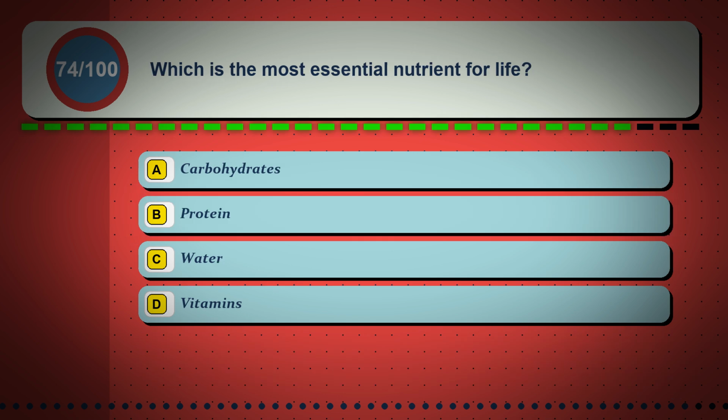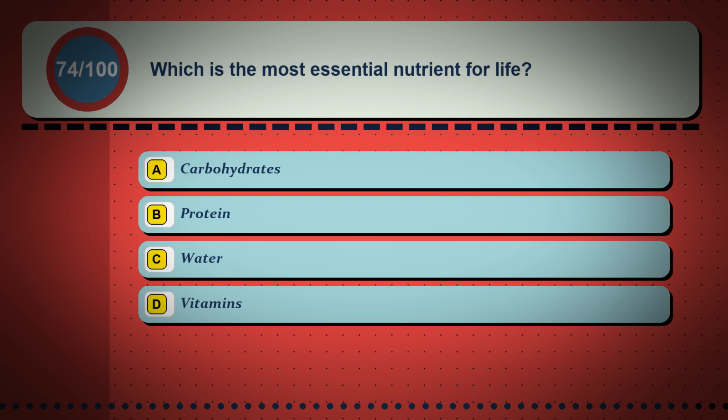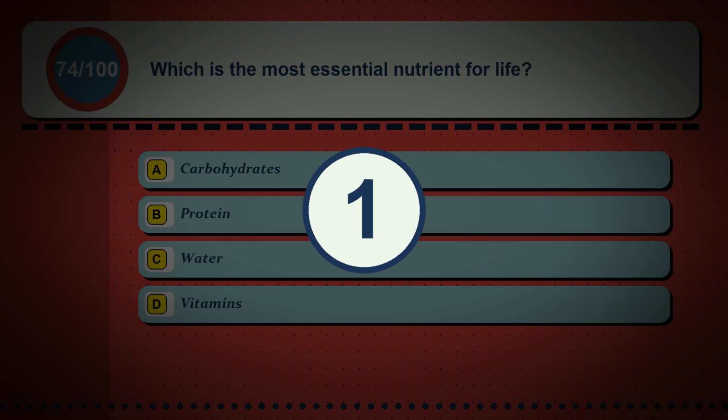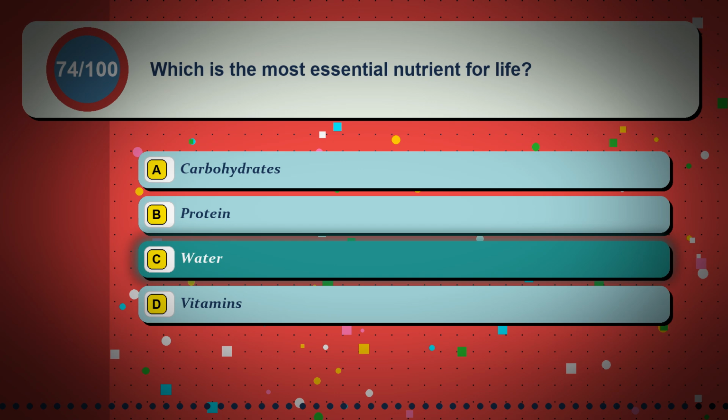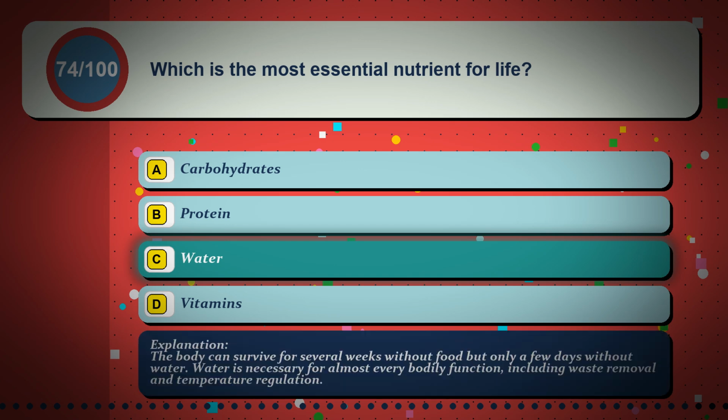Question 74. Which is the most essential nutrient for life? Option A, carbohydrates. Option B, protein. Option C, water. Option D, vitamins. The correct answer is option C, water. The body can survive for several weeks without food but only a few days without water. Water is necessary for almost every bodily function, including waste removal and temperature regulation.